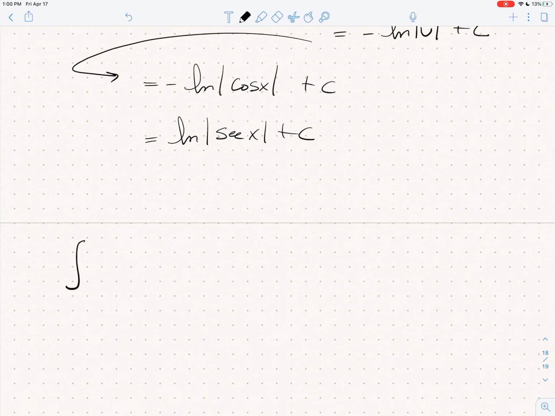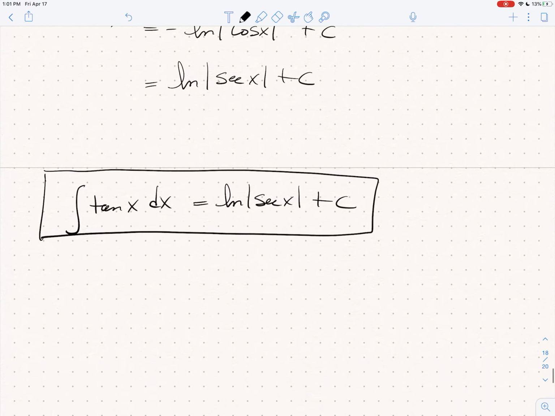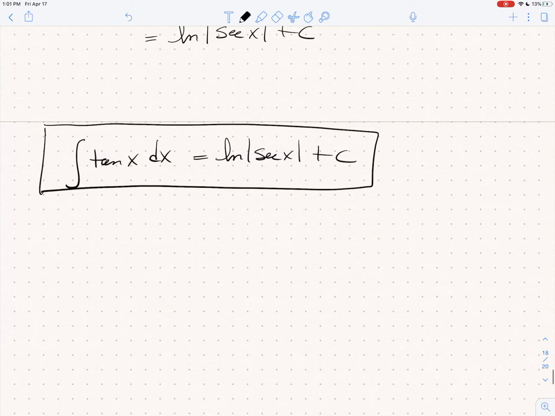This is one that you actually want to know. So Dixon is going to expect you to know this next semester in Calc 2. The integral of tangent x dx is natural log of the absolute value of secant of x plus c. So that's one to stick in your back pocket. You'll need it, trust me. Let's do one more, and then we'll break up this video.